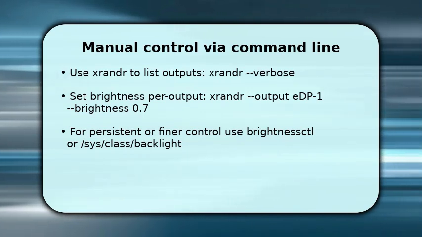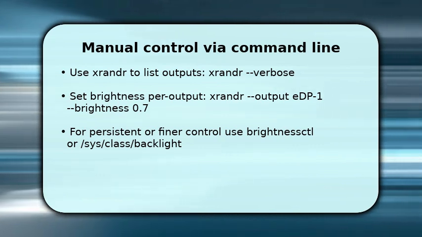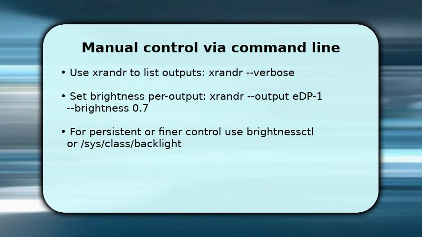Run xrandr --verbose to list outputs and current brightness. Once you see the active name like eDP-1, set a trial value. xrandr --output eDP-1 --brightness 0.7 to test 70%. This adjusts pixel gamma rather than hardware.